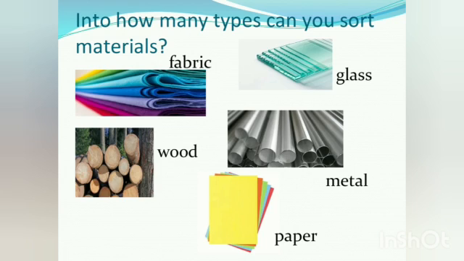We can find out that it is a fabric with our eyes or by touching it. Glass is also a material. Metal, wood, and paper are all materials, and we can divide these into different groups by looking at it.